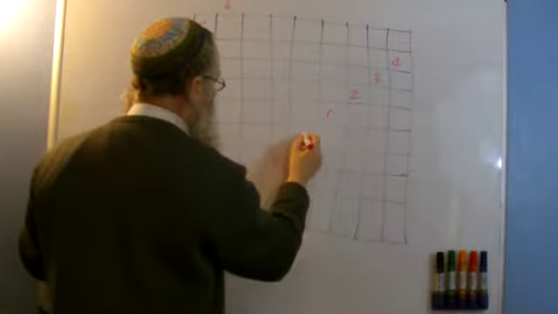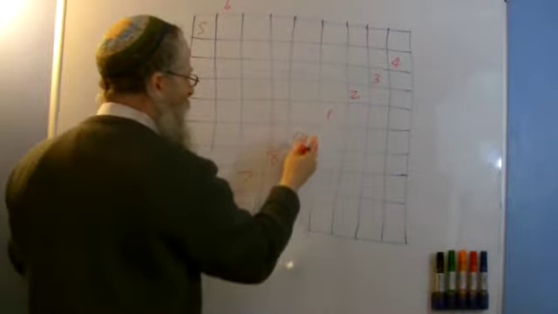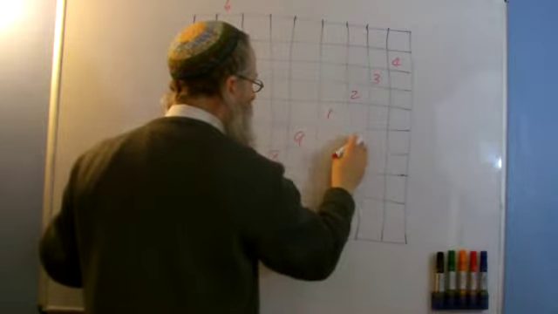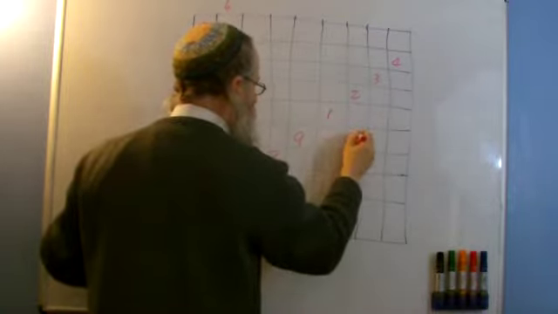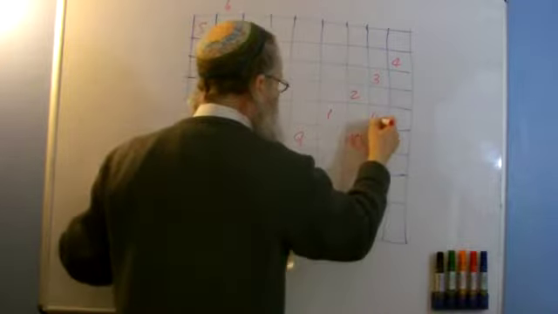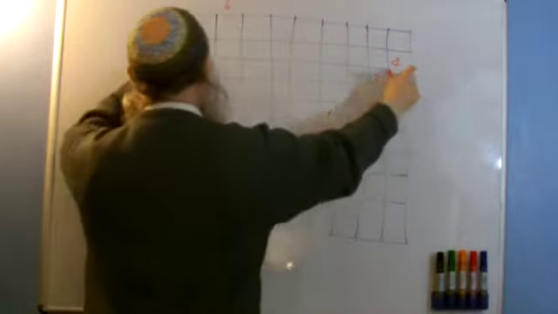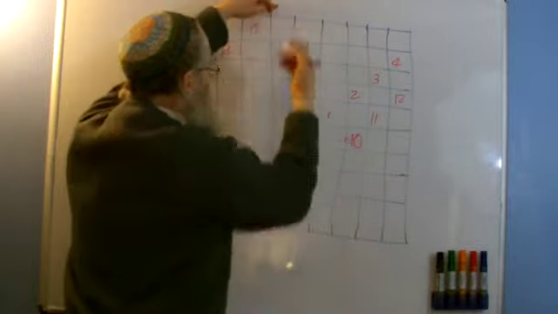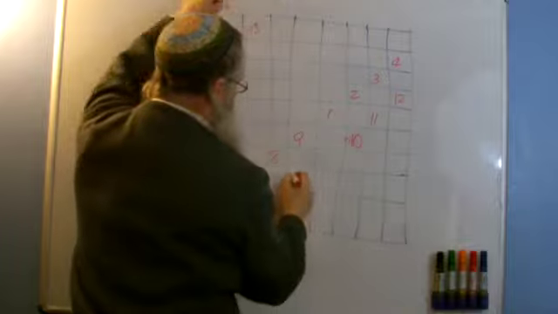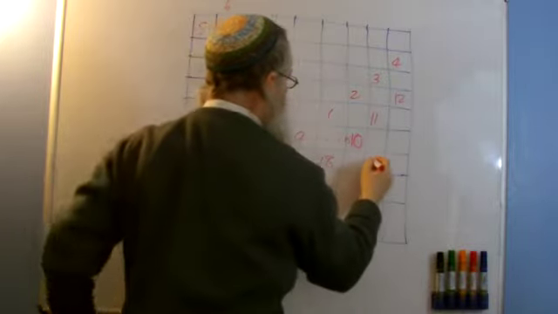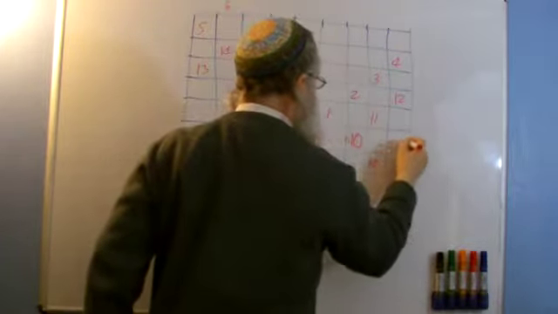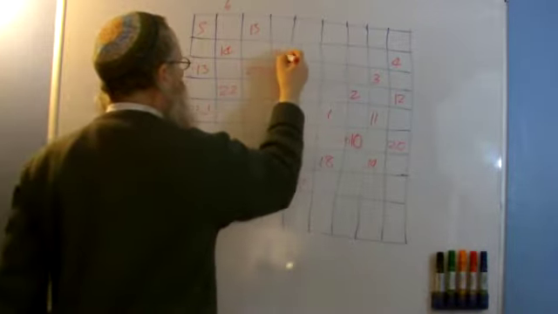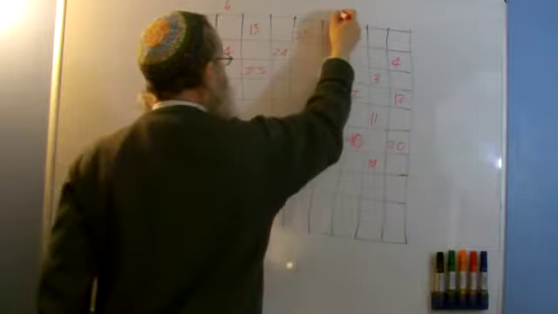7, 8, 9. And when you can't go any more, you go 2 to the right. So, whoops, that should be 10. 2 to the right. 10, 11, 12, 13 is over here. 14, 15, 16 wound around, goes down to here. 17, 18, 2 to the right. 19, 20, up here, 21, 22, 23, 24, 25, over there.